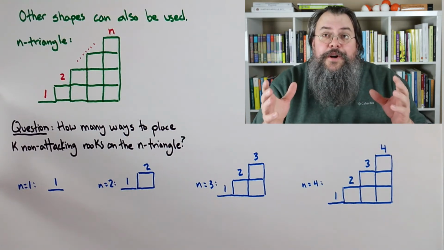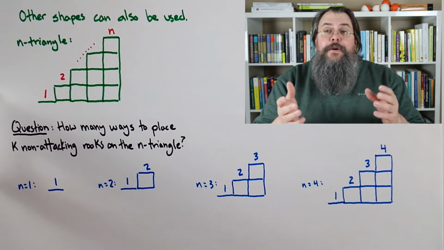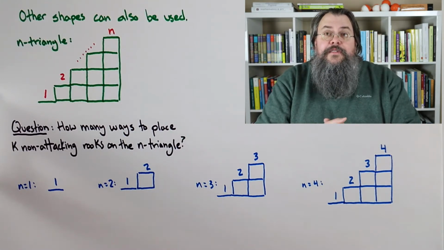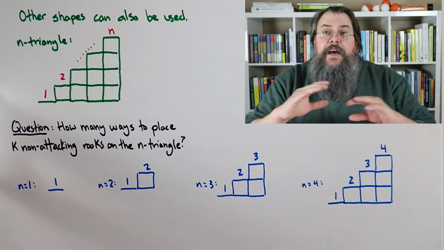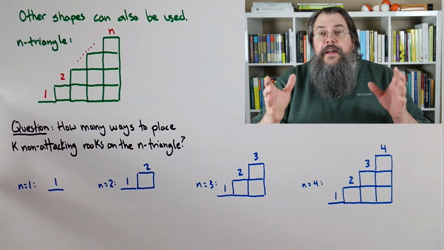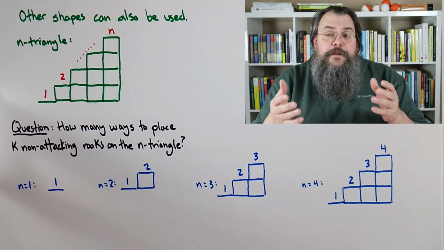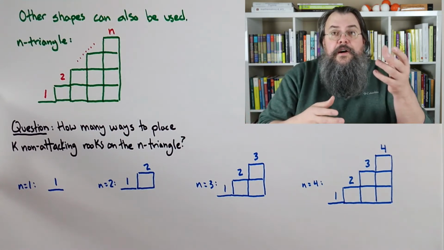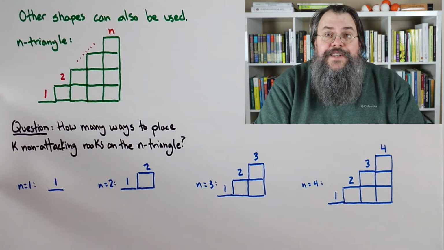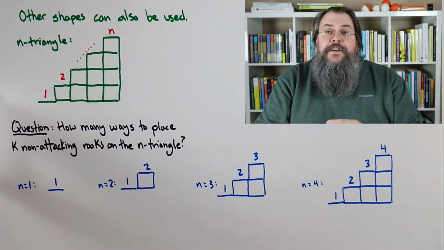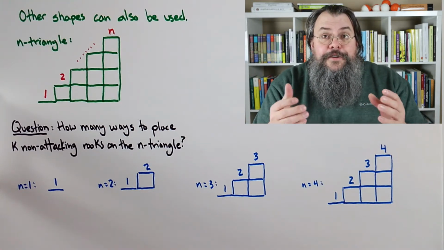You can look at any board and ask, okay, how many ways can you place rooks? And the other thing is, you say, look, maybe you don't have to place as many rooks as possible. That's perfectly fine. And then you can still ask the question, how many ways are there to place this many rooks on a board with this configuration? All right, and the answers can be interesting.